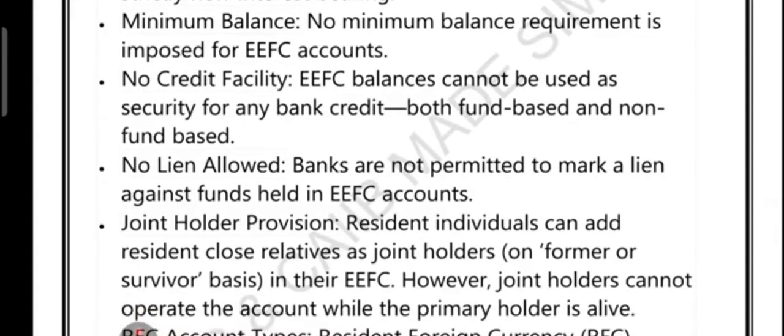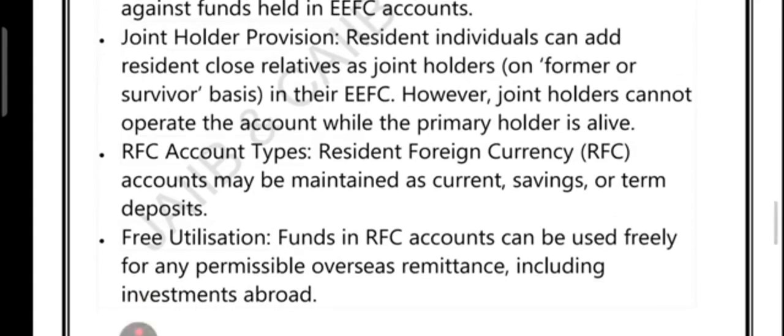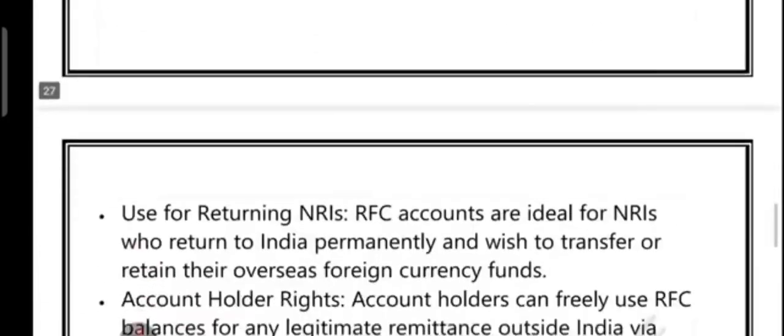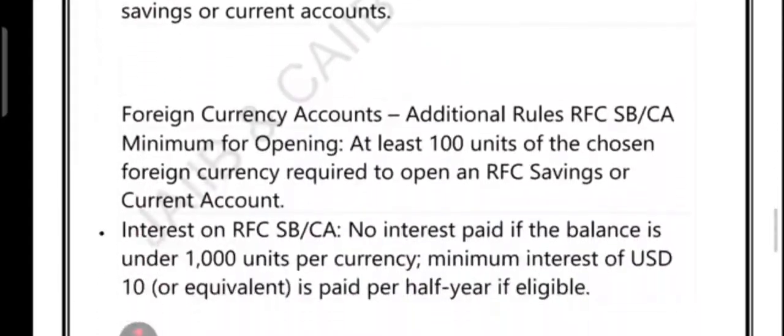For an NRI returning to India, there is the RFC account, which is called Resident Foreign Currency Account. It can be a current account, savings account, or term deposit account. You can keep it in the same 5 currencies. You can use the money freely for any allowed overseas payment or investment. RFC is perfect if you are moving back permanently and want to keep your foreign money in foreign currency. But no checkbook is given for the RFC savings or current account. Now, I hope it is clear what it is useful for, right?